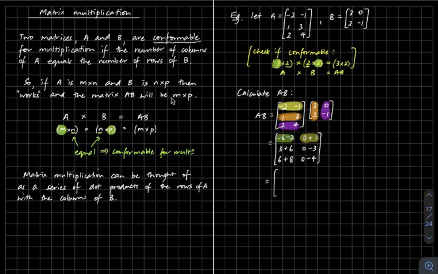So what do I get? Negative 6 minus 2 is negative 8. 0 plus 1 is 1. 3 plus 6 is 9. 0 minus 3 is negative 3. 6 and 8 is 14. And 0 minus 4 is negative 4. Alright, so that's how we perform matrix multiplication.